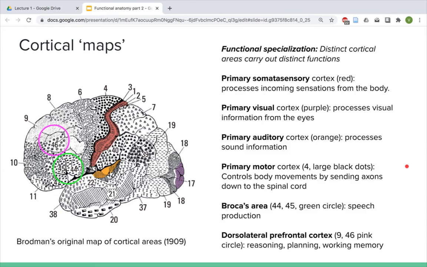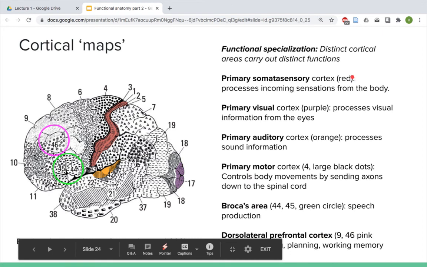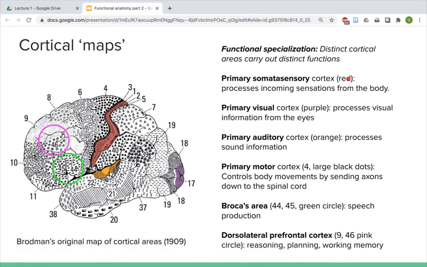And in addition to that, we can ascribe functions to these different regions based upon their inputs and their outputs, and based upon some other techniques. I'm just listing some of them here. In red here, we've highlighted the primary somatosensory cortex. So this is processing our bodily sensations. Visual cortex in the occipital lobe here, primary visual cortex. This is the first part in the cortex that processes visual input and helps with our sense of vision.